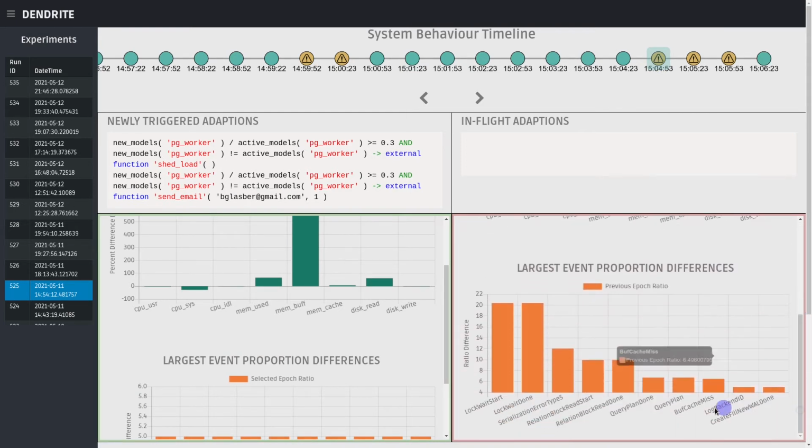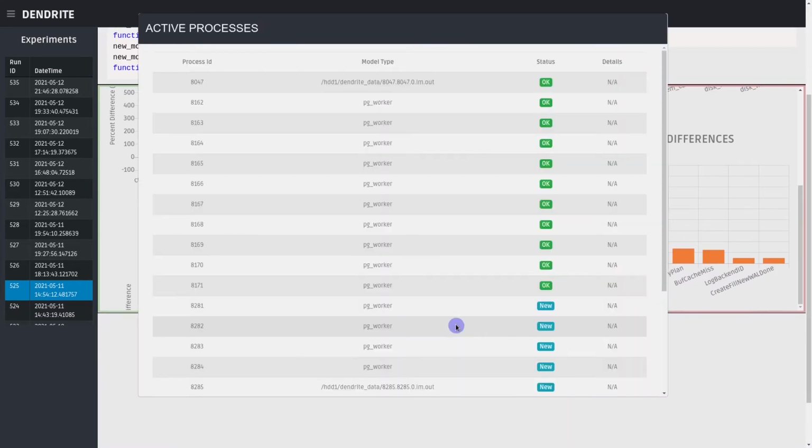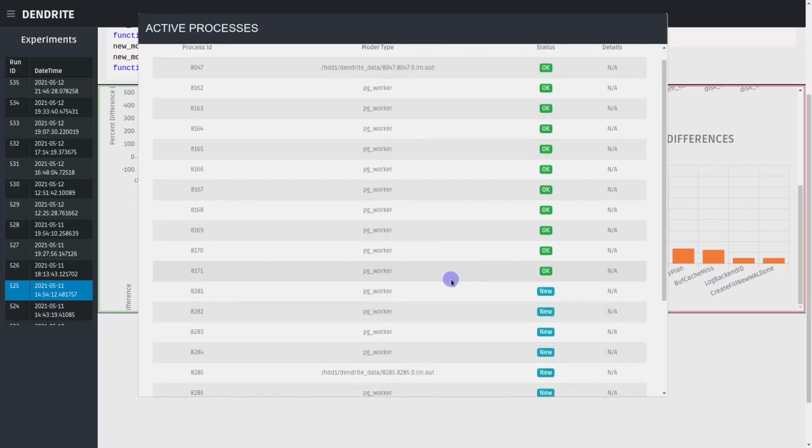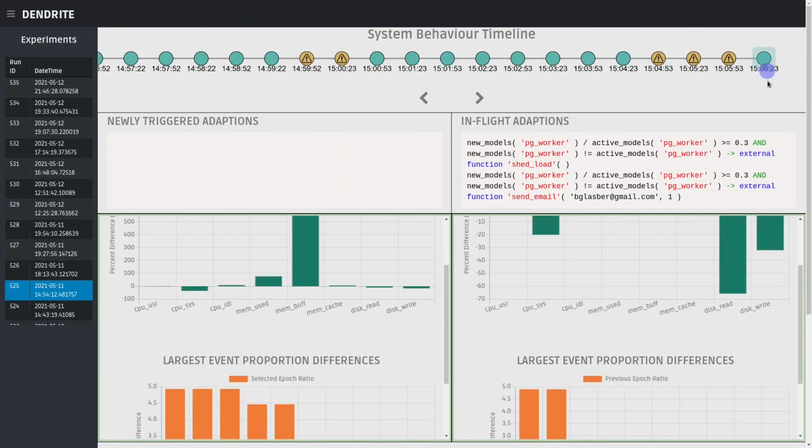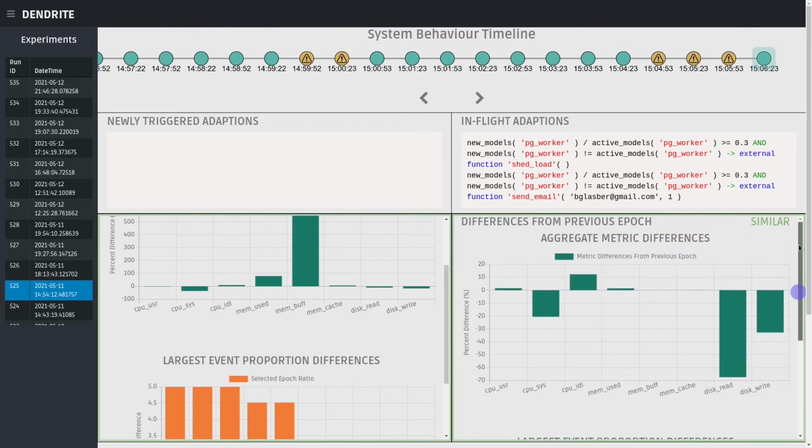increase in lock contention. To confirm, we open the Processes tab and see a large number of new PostgreSQL worker processes. Shortly afterward, we again see the effects of Dendrite's reactions, as evidenced by the reduction in disk I/O. Let's take a step back and discuss how Dendrite provides this functionality.